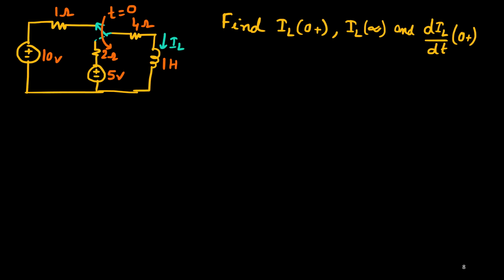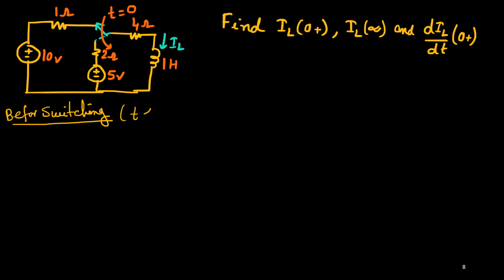So we will try to solve this problem, that problem I told you. We need to find out IL(0+), IL(infinity), and dIL/dt at t equal to 0+. So first I'll consider before switching. Right. So before switching means what?